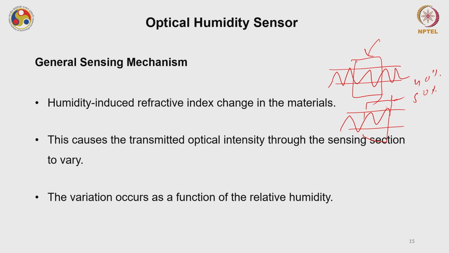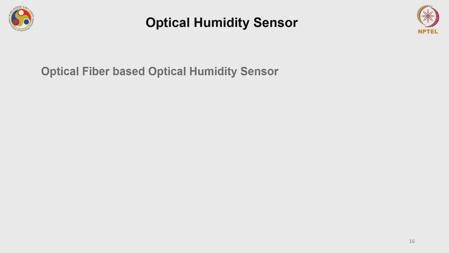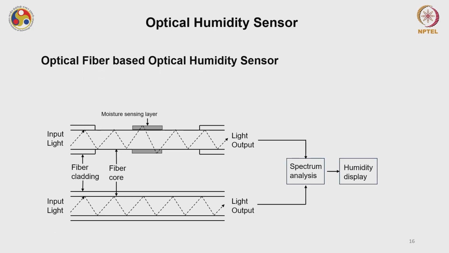Usually these variations occur as a function of relative humidity, depending on what material it is. This is one example where you can see that you have a moisture sensitive layer and a fiber core and fiber cladding. You have some input light at this fiber, and this I am calling the sensing fiber. This is my reference fiber.